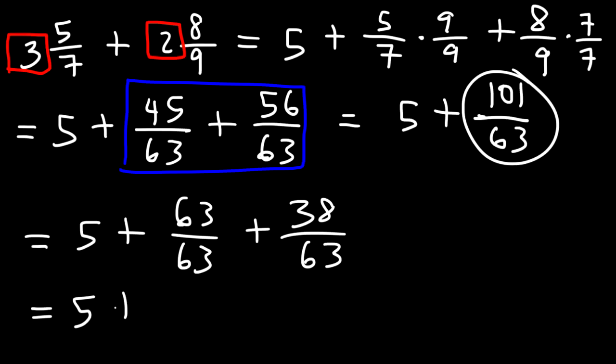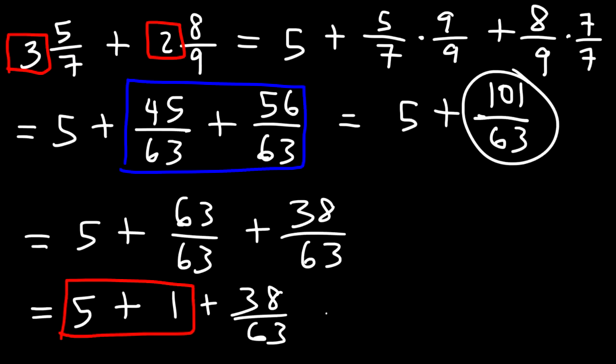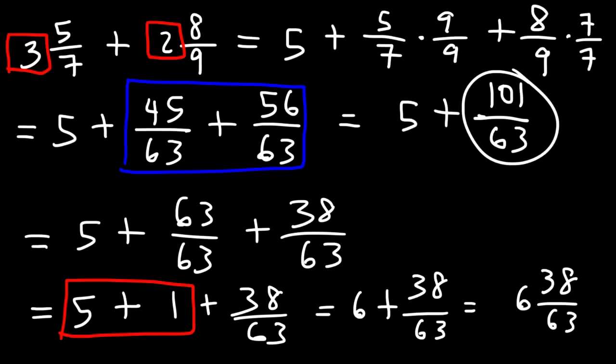Now 63 divided by 63 is 1. So at this point we can add 5 and 1. 5 plus 1 is 6. And so the final answer is going to be 6 and 38 over 63. So that's our final answer as a mixed number.